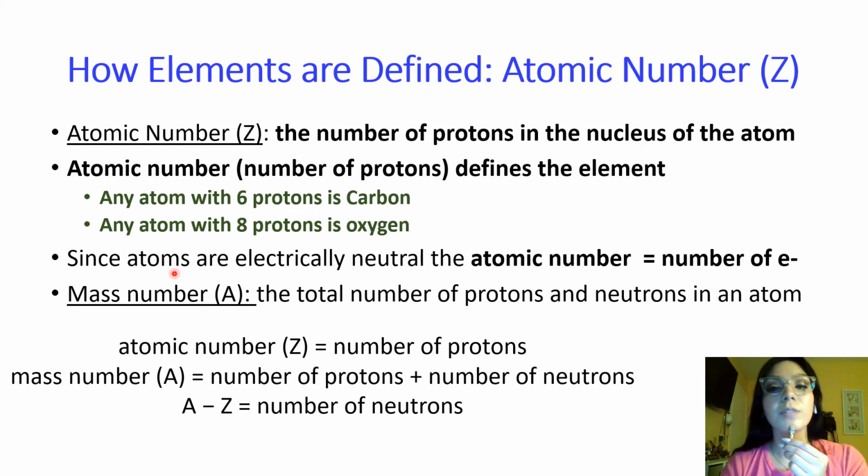Now, in terms of electrons, since most atoms are electrically neutral, we assume that the number of electrons is equal to the number of protons. So in other words, it's also equal to the atomic number. So from all of these numbers and denotations, we can calculate several things. We know the atomic number is equal to the number of protons. We know the mass number equals protons and neutrons in the nucleus. And because of that, we can use both of these numbers to subtract and get the number of neutrons.